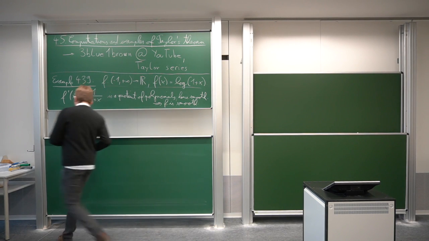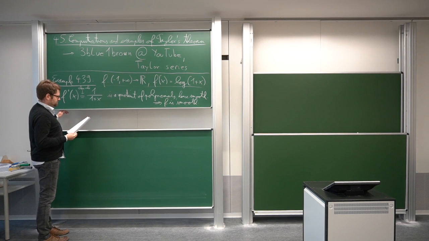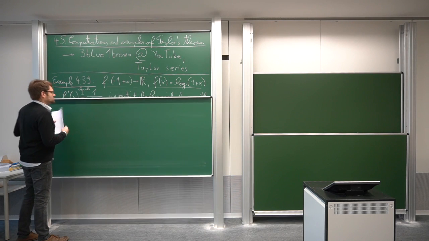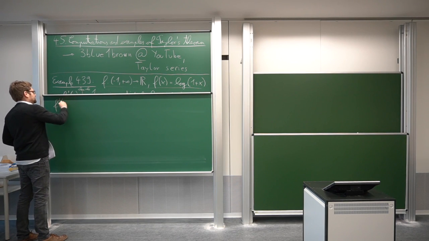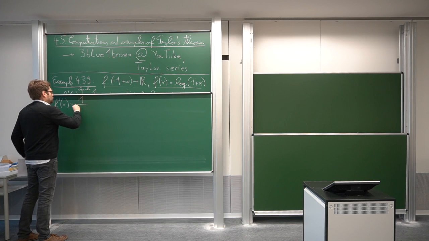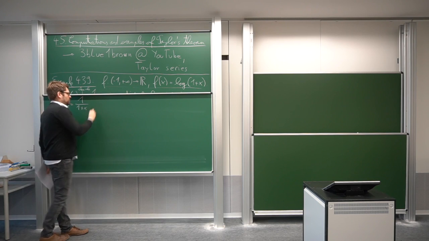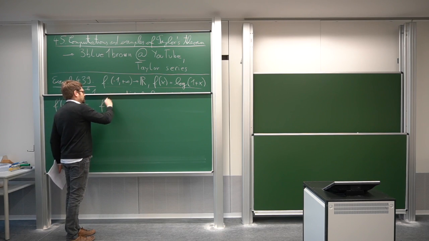Okay, so much about that. Now we want to take a look at the derivatives. So we have seen that f prime of x is 1 over 1 plus x, and now we want the second derivative, f double prime of x.